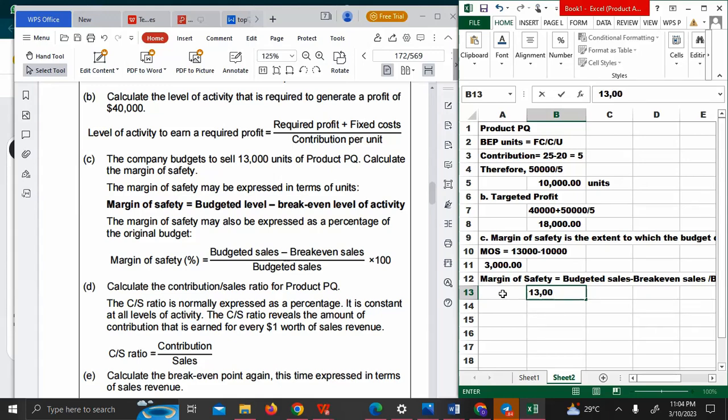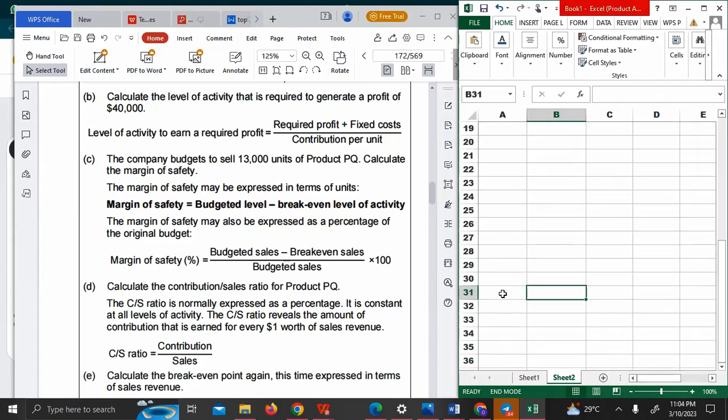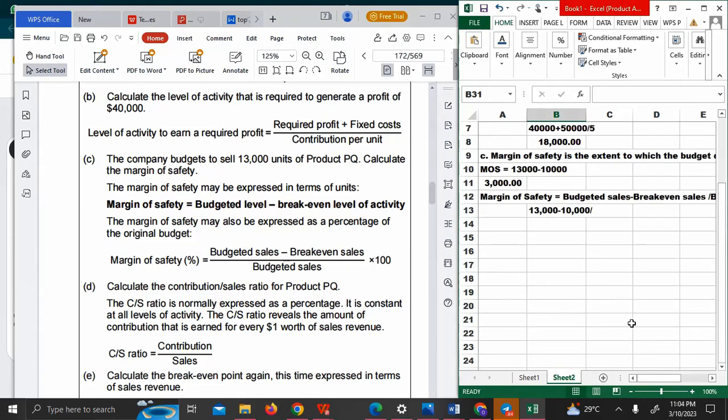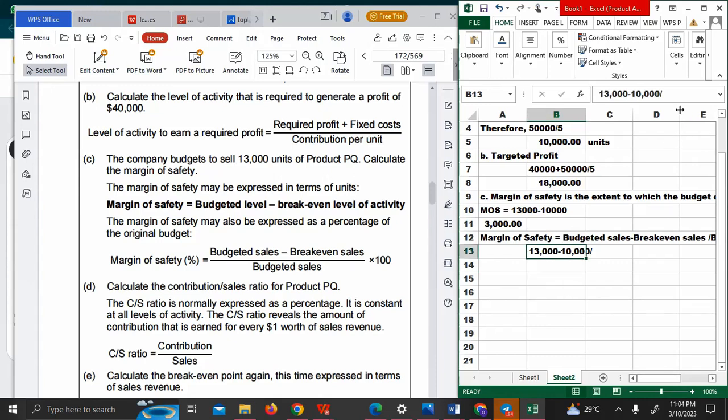So now the next thing we want to look at is the margin of safety percentage. So we have 13,000 minus 10,000, which is over the break-even point. Which is the BEP in units? Exactly.